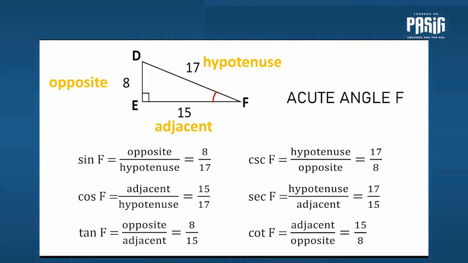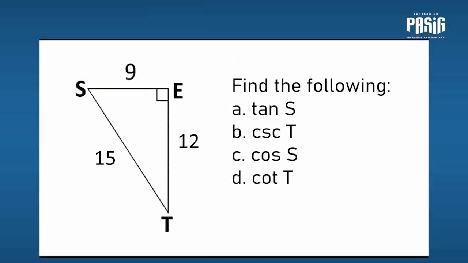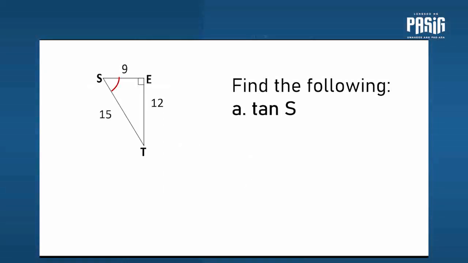Now, let us have more examples. Consider the right triangle SET with 9, 12, and 15 as the lengths of its sides. Let us try to find the following trigonometric ratios. For the first item, put a mark on the given acute angle, which is angle S. Label now the parts of the right triangle. The opposite side is side ET. The adjacent side is side SE. And the hypotenuse is side ST.